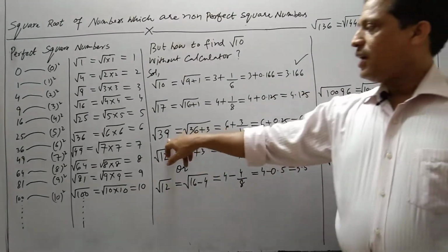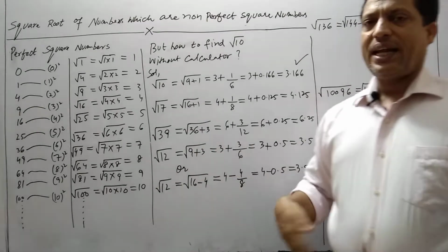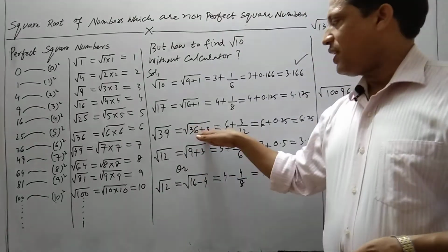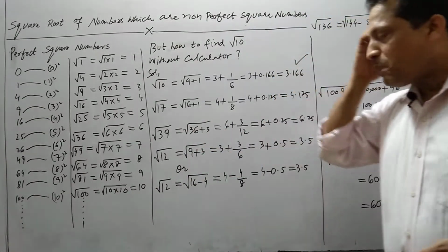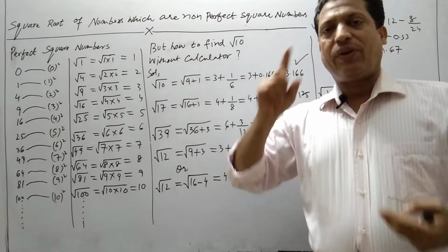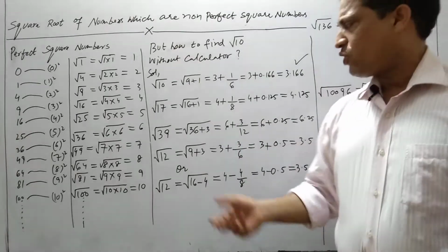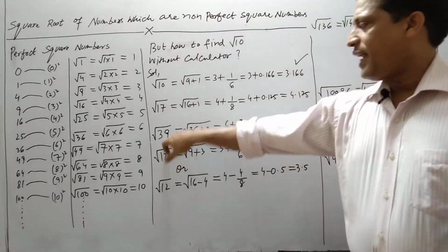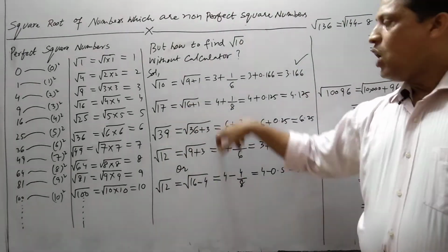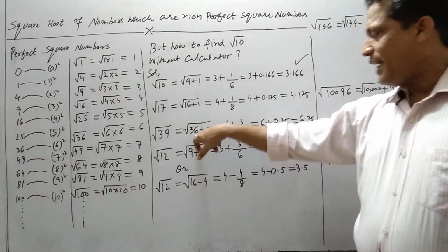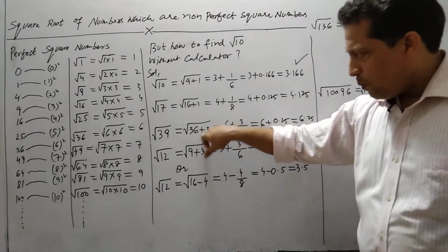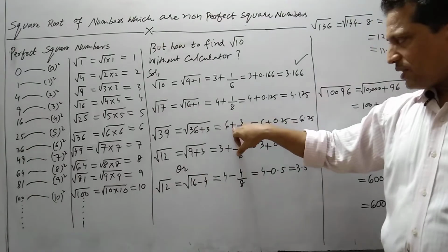Now see, square root of 39. Again, 39 is a non-perfect square number. How to find the square root of 39? Just split 39 into two numbers. One should be a perfect square number and the other should not be a perfect square number, obviously. So 39 can be written as 36 plus 3. What is the square root of 36? It is 6. If you see plus over here, you should write plus.